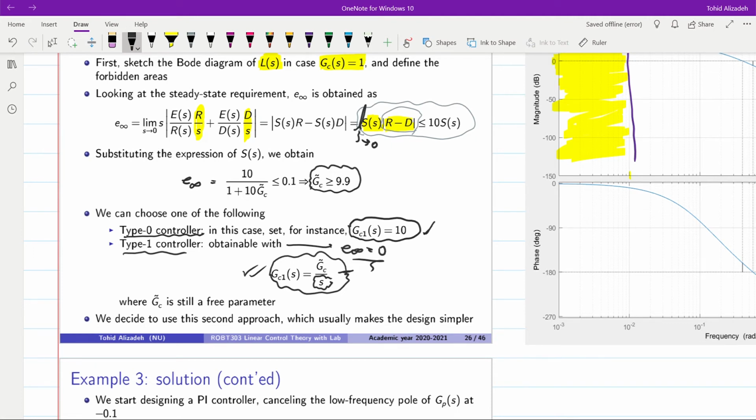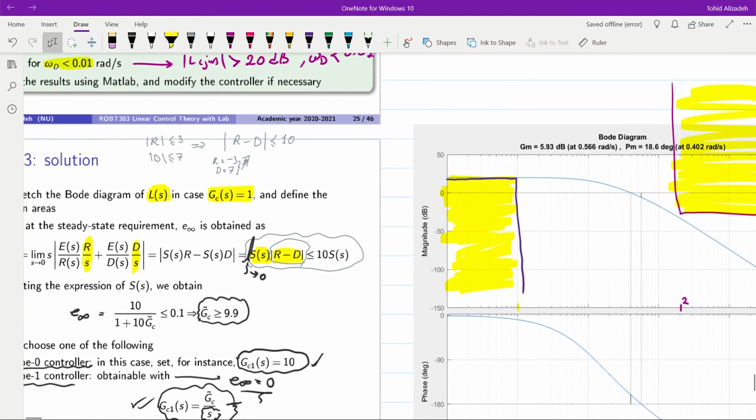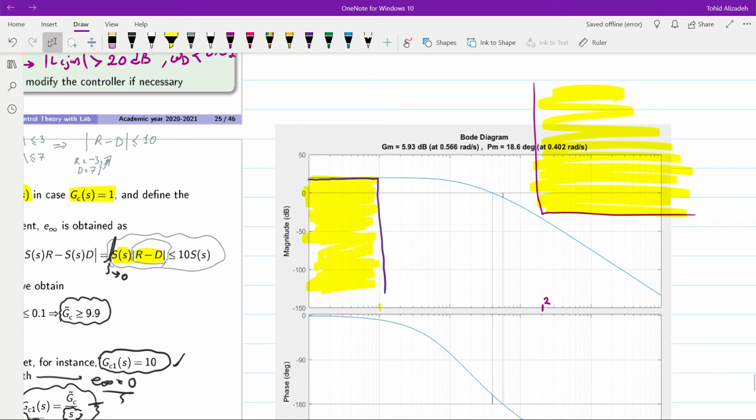And for that, we can use a PI controller. So we are going to use a PI controller with a pole at the origin. And for this, we need to determine a location for the 0. The 0 of the controller will be located somewhere at the low frequencies in order to not change the high frequency part of the Bode plot for the system.